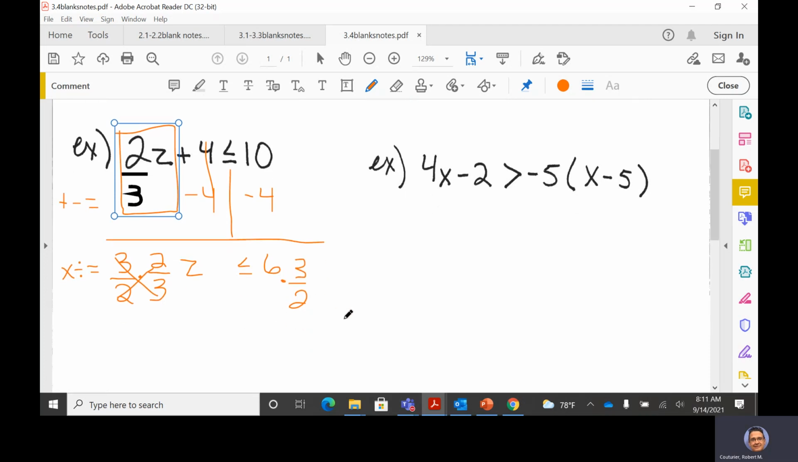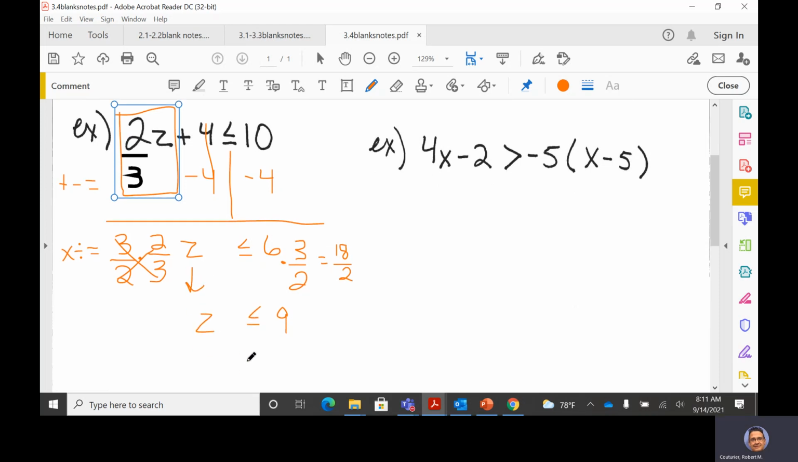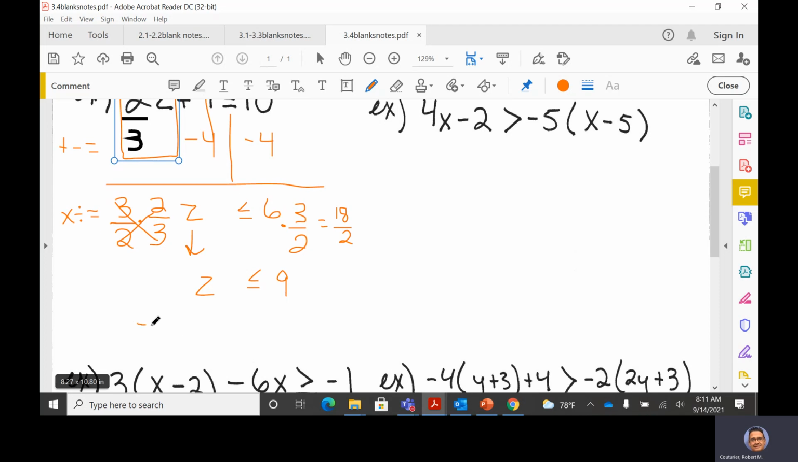All right, so here's the little side work. We got 3 times 6 is 18 over 2, and 18 divided by 2 is 9. The z will come down. And like that, we solved our first one. You put your answer on a number line. Here's your 9. This does remain a solid dot. It includes the 9, and it's everything that is less than 9.